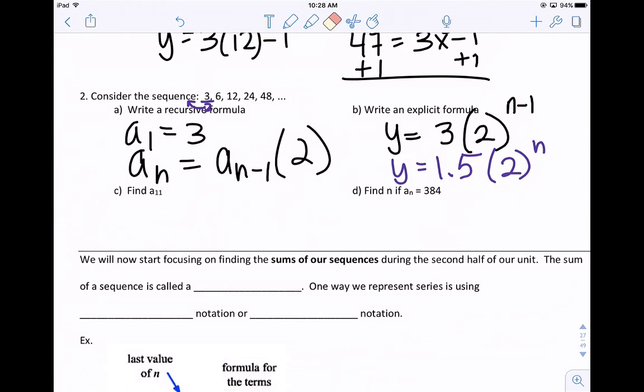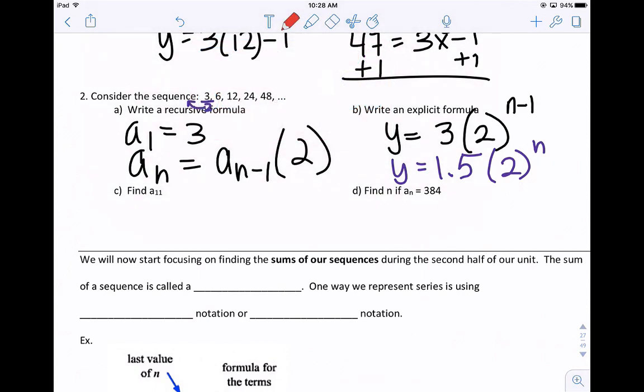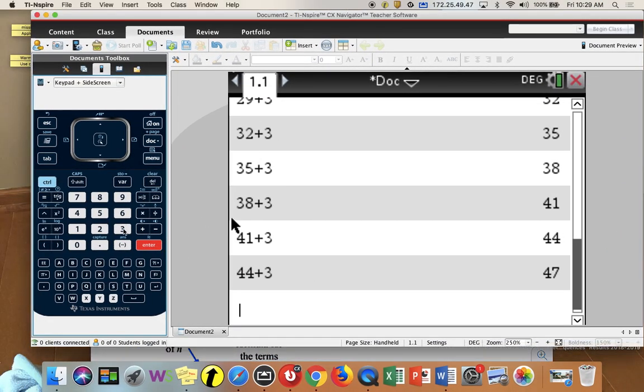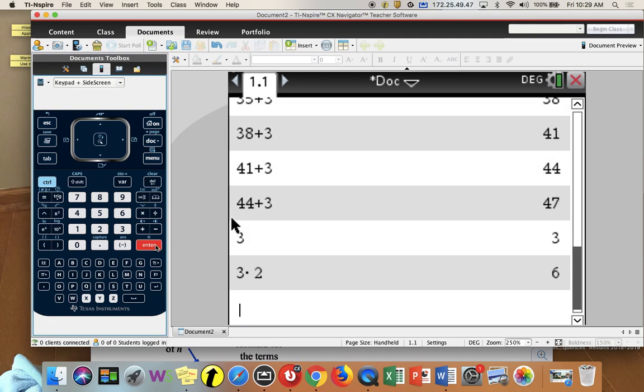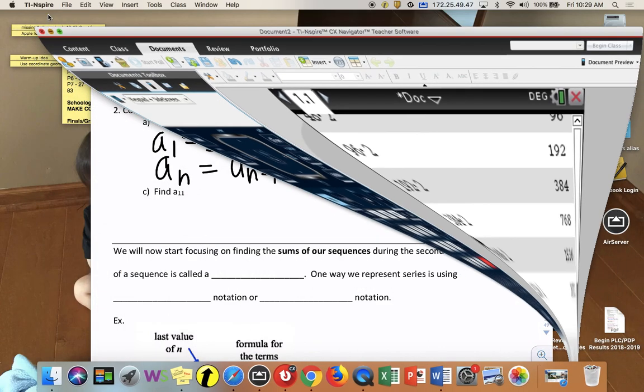So using either one, can you find a sub 11? Okay, so again, you can do this in your calculator. So here's how you do it in your calculator. We type in the first term, which is 3, hit enter. We do that answer times 2 every time, and so that was the first term. Second, third, 4th, 5th, 6th, 7th, 8th, 9th, 10th, 11th. So there's one way to get the 11th term, just hitting enter.